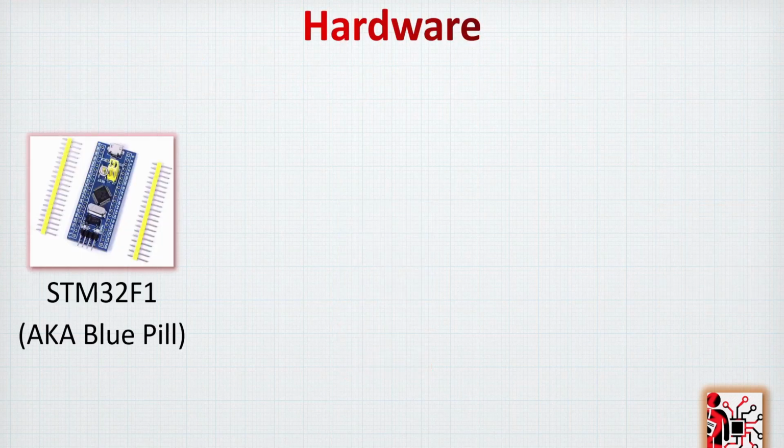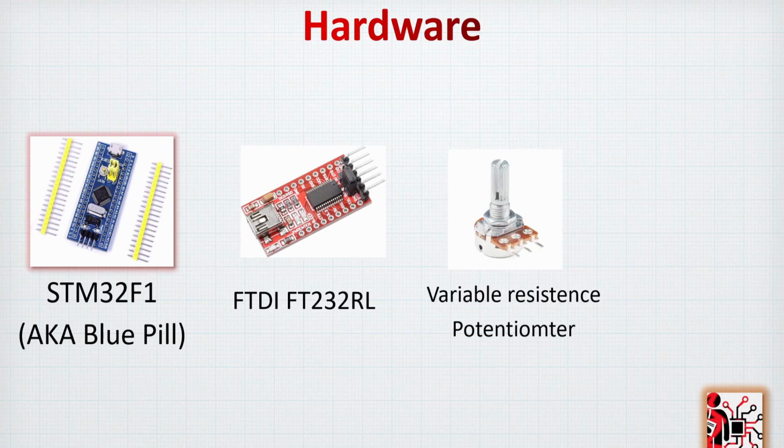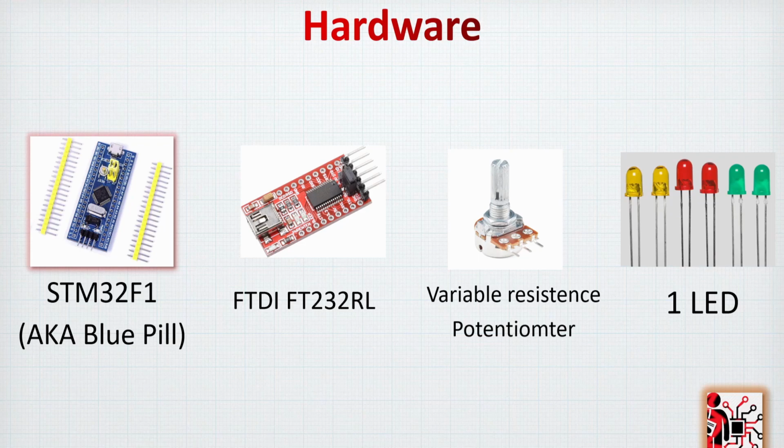For the hardware, we are going to use the STM32F1 based board, which is the aka blue pill, and also an FTDI to establish the serial communication or the UART communication with the PC. Then a variable resistance or potentiometer to make some testing and to see the impact. Finally, if you'd like to be fancy, you can add some LEDs to make some signaling, and this is more for the example of the watchdog, but it is not necessary. You can use the LED on the STM32F1 blue pill board, and that will be just fine.